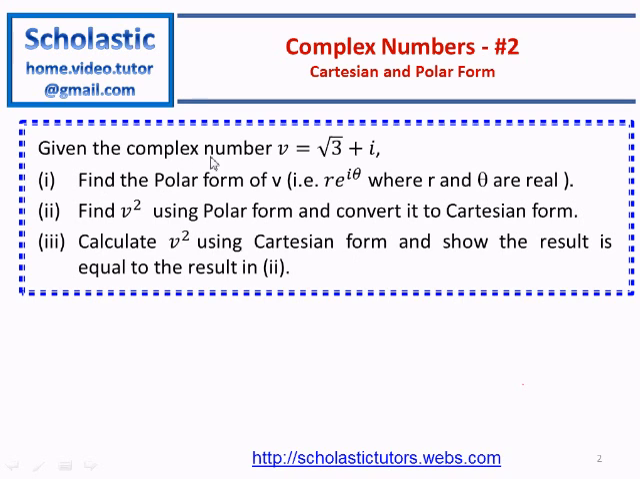Given the complex number v equal to root 3 plus i. First part, find the polar form of v, that is r e to the i theta, where r and theta are real. Part 2, find v squared using polar form and convert it to Cartesian form. Part 3, calculate v squared using Cartesian form and show the result is equal to the result in 2.